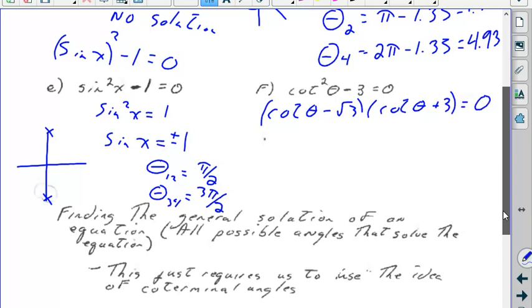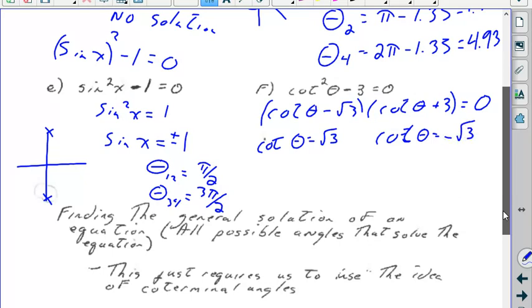Now, I'm not saying you have to do it this way. I'm saying, hey, that's a difference of squares I can do. And we got a 3. 3 isn't a perfect square, but we can write it as square root 3. My solutions are, from this guy, cotangent theta is equal to positive square root 3, and cotangent theta is equal to negative square root 3.